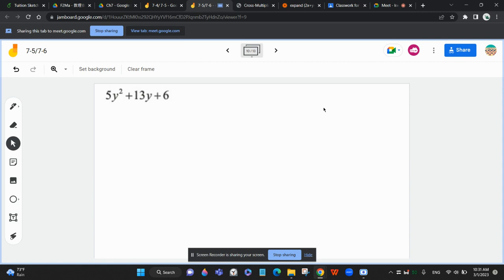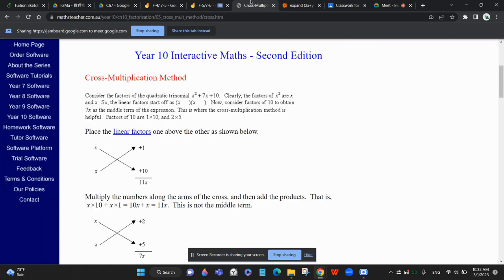Yeah, the first usually depends on which term is easier. Like this one, 5, we can only have one possibility. So it's 1 and 5. But if you choose 6, it will have 1 and 6, and 2 and 3. So maybe we choose the simpler term like the 5y square to factor it as 5y and y.